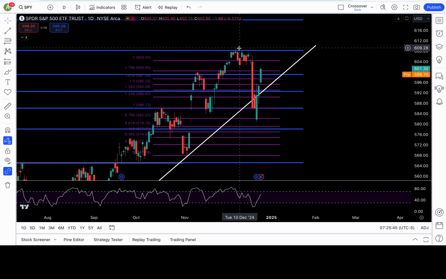This would be the head. And we could be forming a right shoulder. Okay? So we have reasons to be bullish. We have reasons to be bearish. How do we trade this?